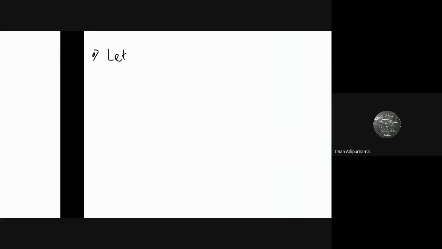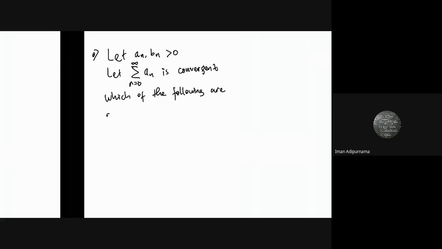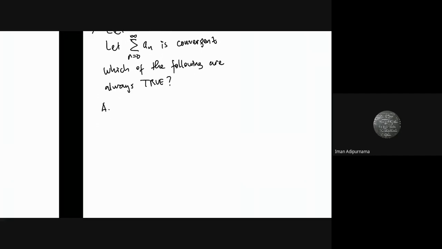Let me make it bigger. Let an and bn both be positive, and let the series of an be convergent. Which of the following are always true? It can be more than one answer, so it can be multiple answers.